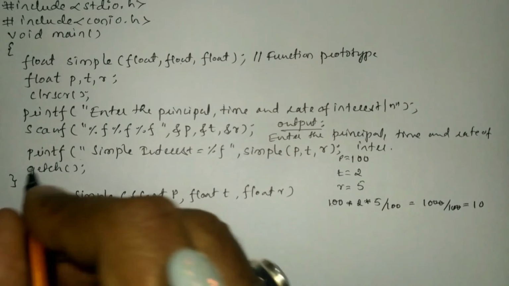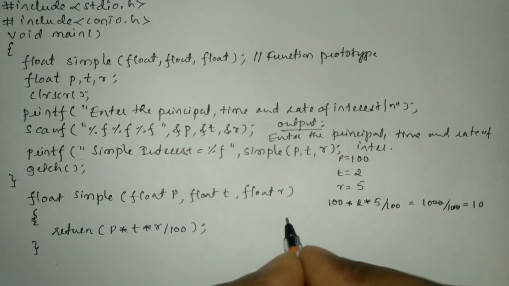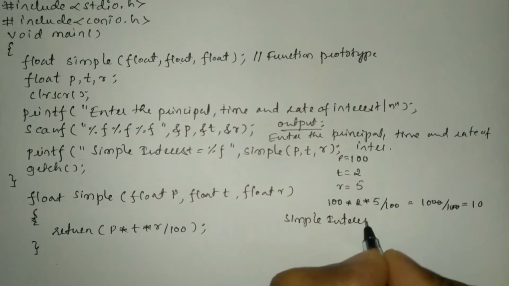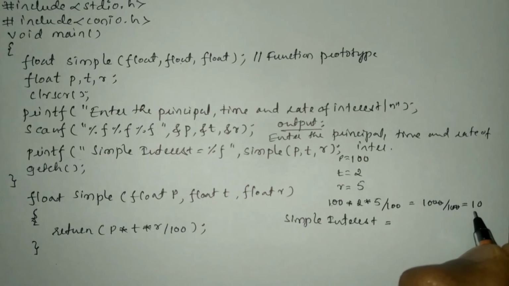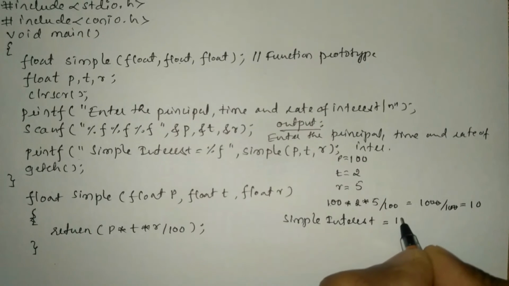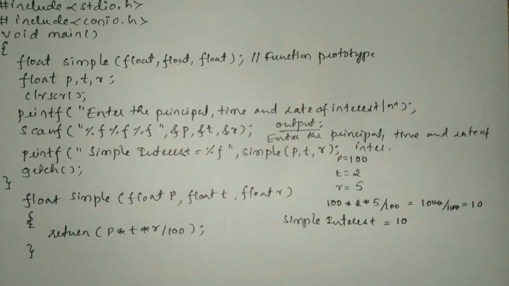So it is going to return the value back to the main function. It is going to print simple interest is equal to %f, and this function call is returning value 10. So it is going to print simple interest is equal to 10. So let us run this program.